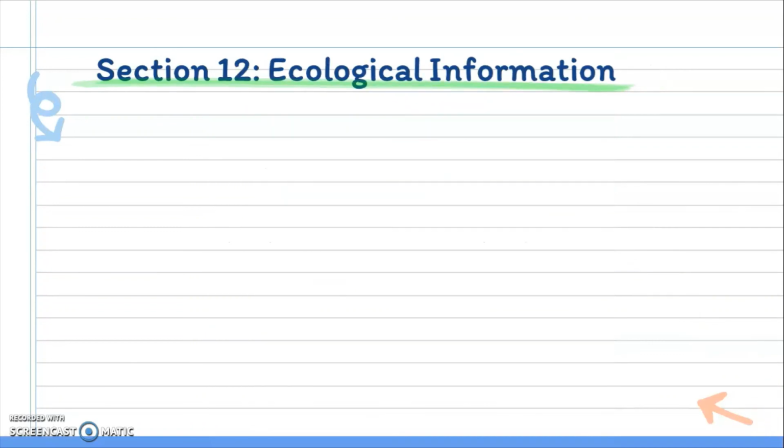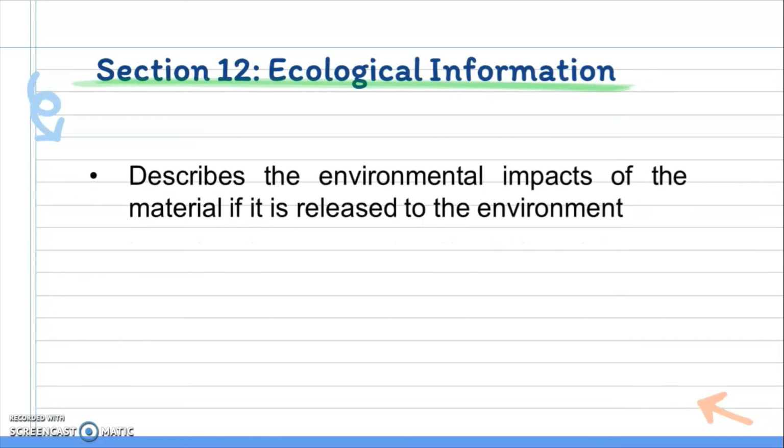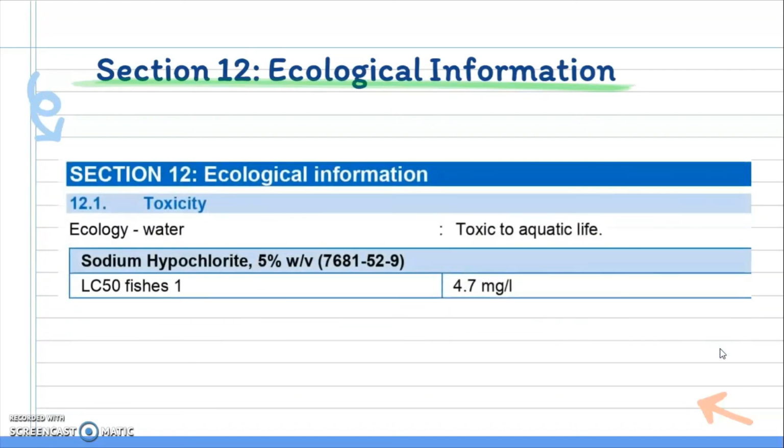Section 12 is for ecological information. It describes the environmental impacts of the material if it is released to the environment. As engineers, it is part of our job to make sure that when the chemical is released in the environment, hindi siya magkakaroon ng hazard. Looking at Section 12 of sodium hypochlorite, makikita natin that sodium hypochlorite is toxic to aquatic life.